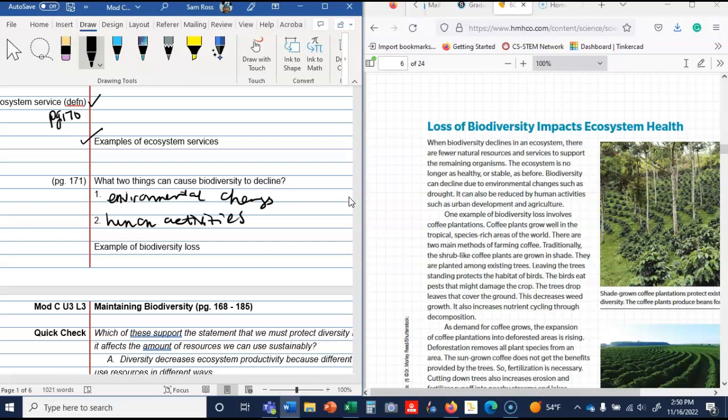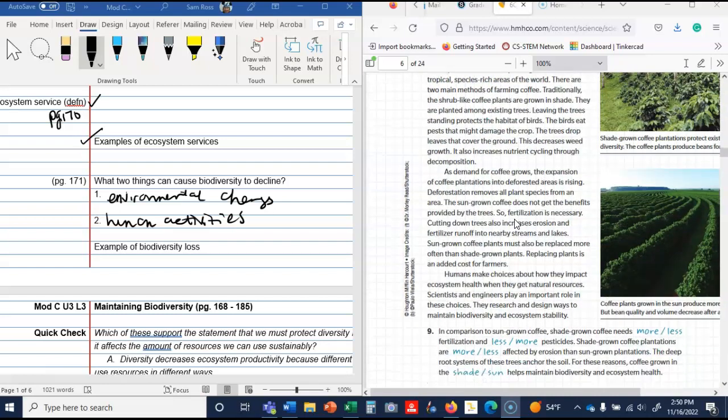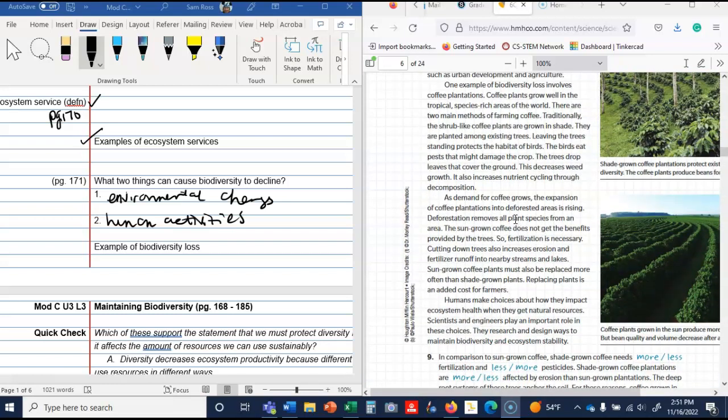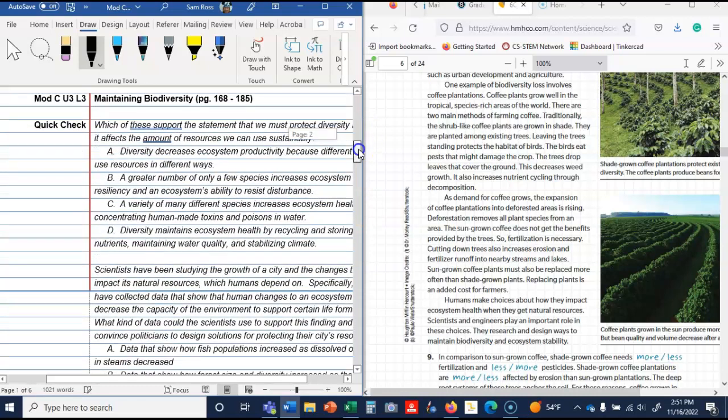Okay. An example of biodiversity loss. One example of biodiversity loss involves coffee plantations. Coffee plants grow well in the tropical, species-rich areas of the world. As the demand for coffee grows, the expansion of coffee plantations into deforested areas is rising. So an example of biodiversity loss is actually deforestation. Let me write that. Deforestation causes biodiversity loss. That's when they chop down trees.